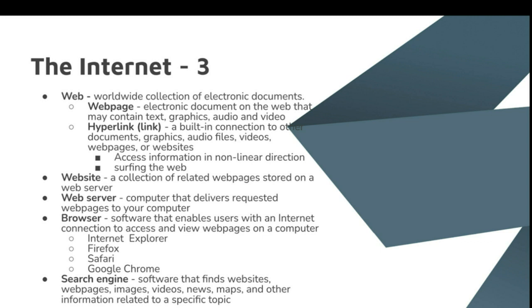A website is a collection of related web pages stored on a web server, and a web server is a computer that delivers requested web pages to your computer. A browser is software that enables users with an internet connection to access and view web pages on a computer. Common web browsers are Internet Explorer, Firefox, Safari, Google Chrome. Those are not the only browsers available. Search engine software is software that finds websites, web pages, images, videos, news, maps, and other information related to a specific topic.